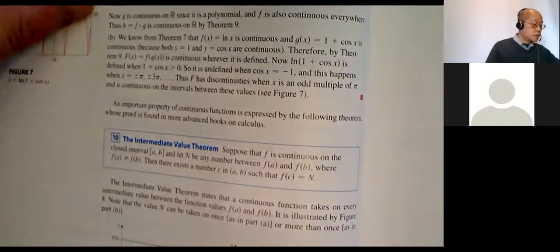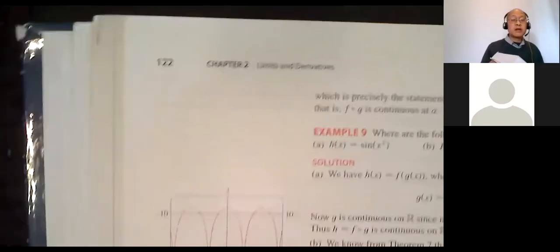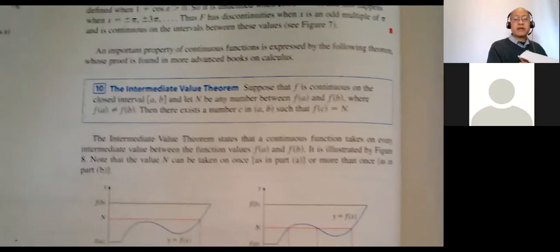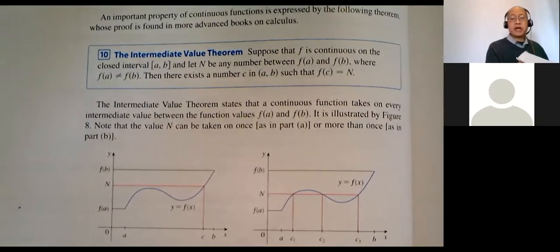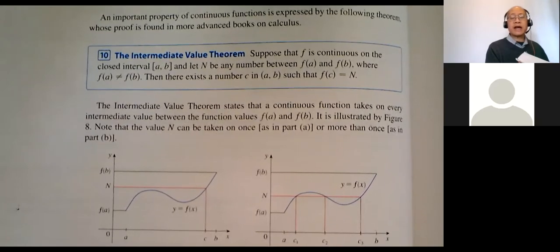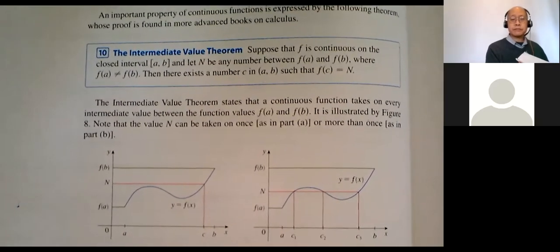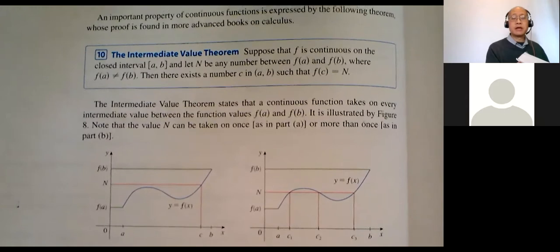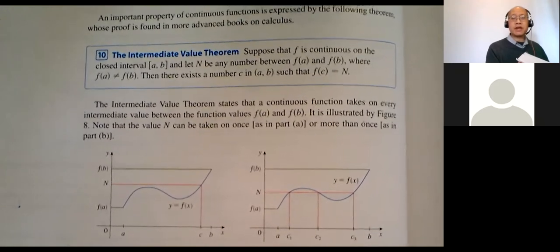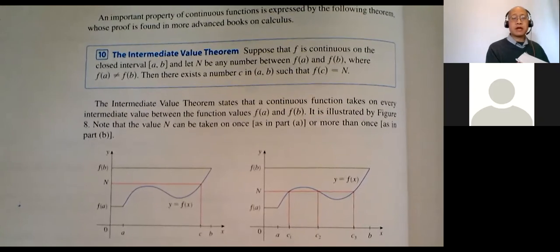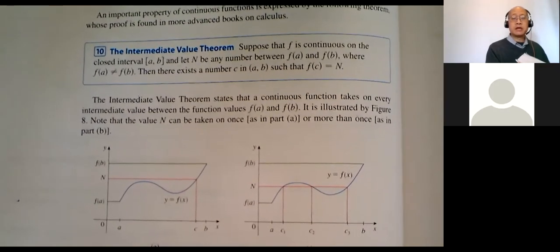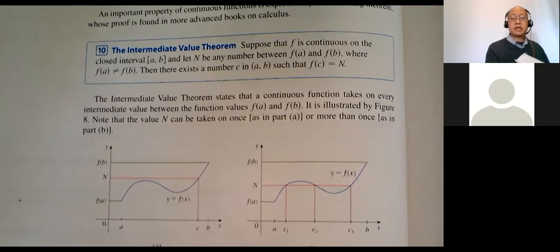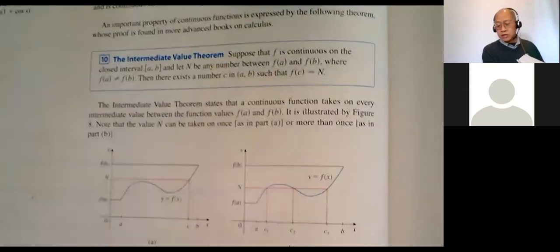All right, intermediate value theorem. So you can put this on your cheat sheet. It's on page 122. Intermediate value theorem. I might abbreviate with IVT, so if you see me write IVT, that's intermediate value theorem. Suppose f is a continuous function on a closed interval from a to b. N is any number between f of a and f of b, where f of a is not equal to f of b. Then there exists a number c in the open interval from a to b such that f of c equals N. Okay, what does all that mean?